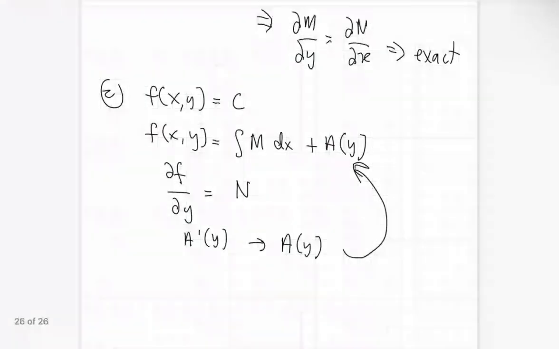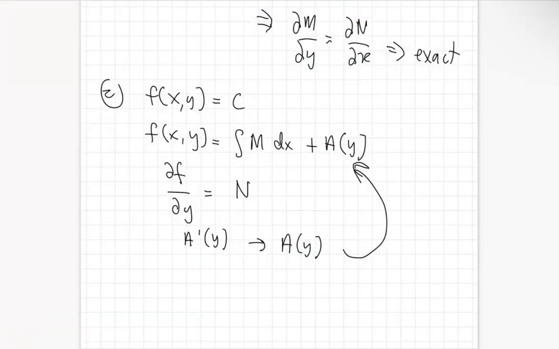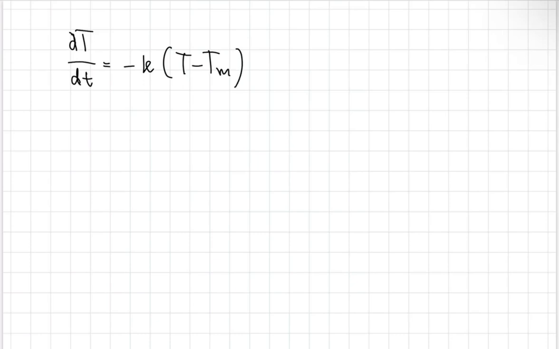Then lastly, you have the application of Newton's law of cooling. For Newton's law of cooling, you have the equation dT/dt equal to negative k(T minus Tm). If you want to find the solution, you can use the separable method or you can use the linear equation method.